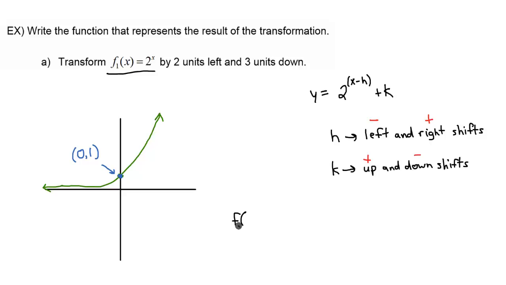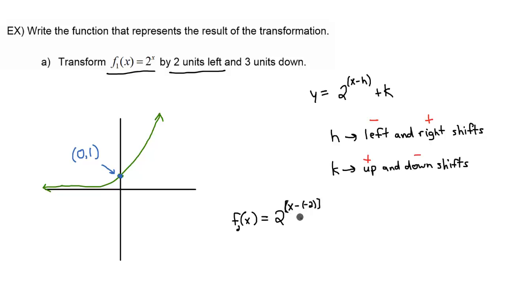So when we write f2 of x, which is going to be our new function here, it looks like we need to shift it to the left 2 units. So I'm going to start off by writing my base of 2, and then in my exponent I'm going to have x, and then we're subtracting h, and we want it to go to the left, so our h value is going to be negative 2.